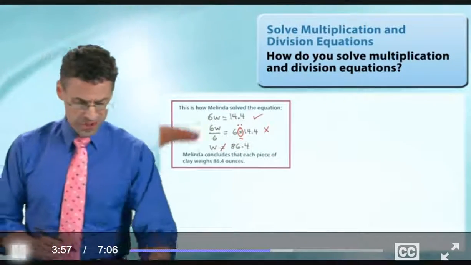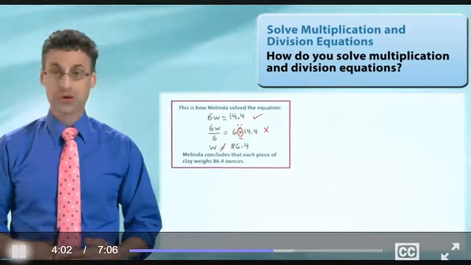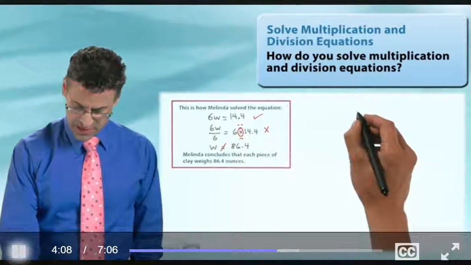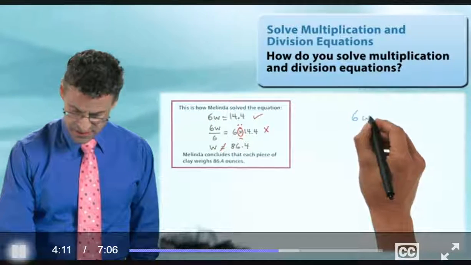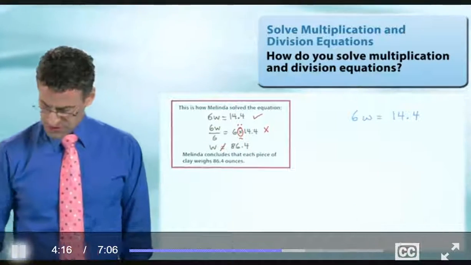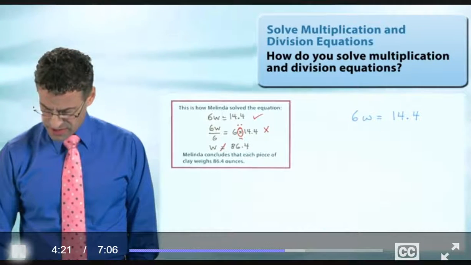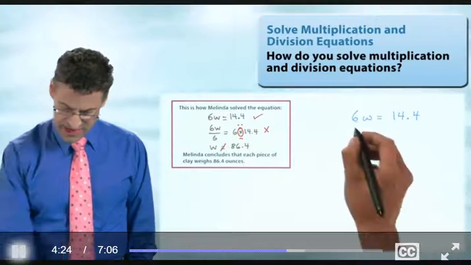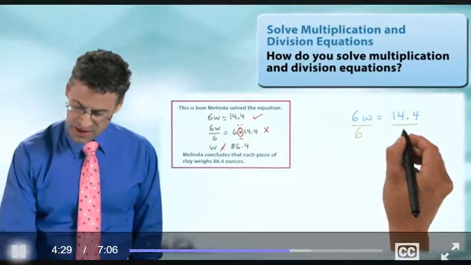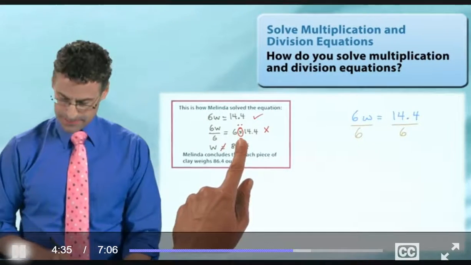Okay, well now, there's so much great stuff here that Melinda did. Let's capture the great things she's done and work through the question correctly and solve the equation. So, working with Melinda, she got the beautiful equation, 6W equals 14 4/10. Now we want to undo the multiplication by 6, so we're going to divide both sides by 6. We divide this side by 6, but we also divide this side by 6. Do you see the difference? She had a multiplication here. That was her only mistake.